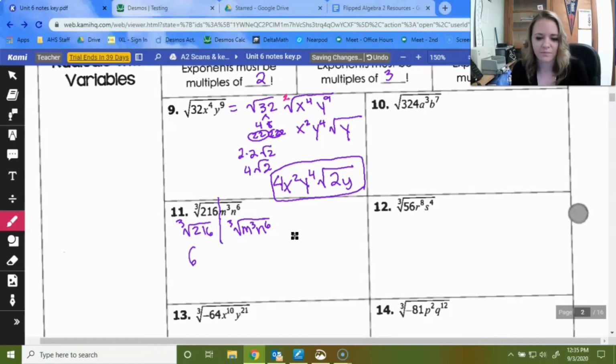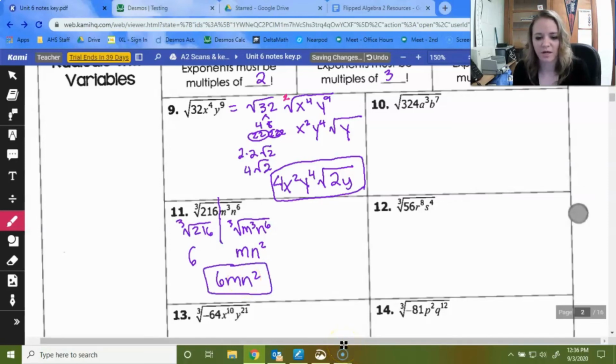Okay, now we are doing third root, so this time we're taking out groups of 3's. How many 3's are in 3? 1, of course, so we can take out 1m, and we don't need to put the 1, not necessary. How many sets of 3 are in n to the 6th? Yep, 2. So we can take out n squared. This one came out really nice, so we can just push these together, and that's what we get.